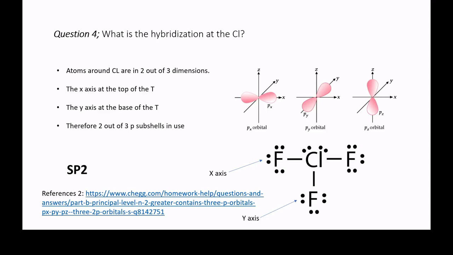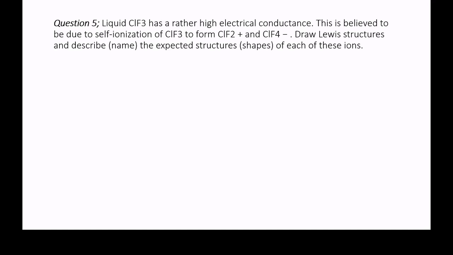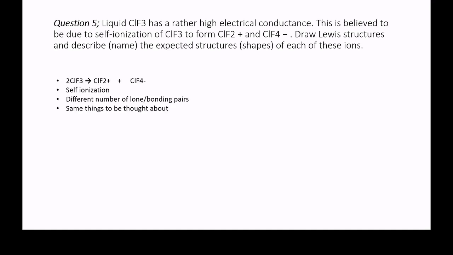Final question. Liquid ClF3 has a rather high electrical conductance. This is believed to be due to the self-ionization of the ClF3 to form ClF2+ and ClF4-. And we're going to draw the Lewis structures and name the expected shapes of each of these two ions. Here's our equation for the self-ionization of ClF3, and each of the two different ions produced has a different amount of lone and bonding pairs.